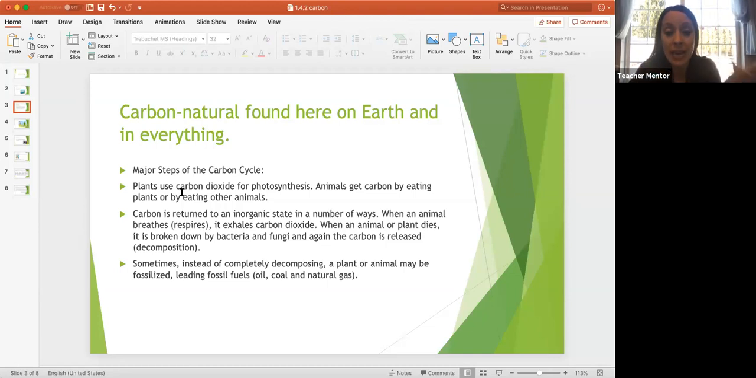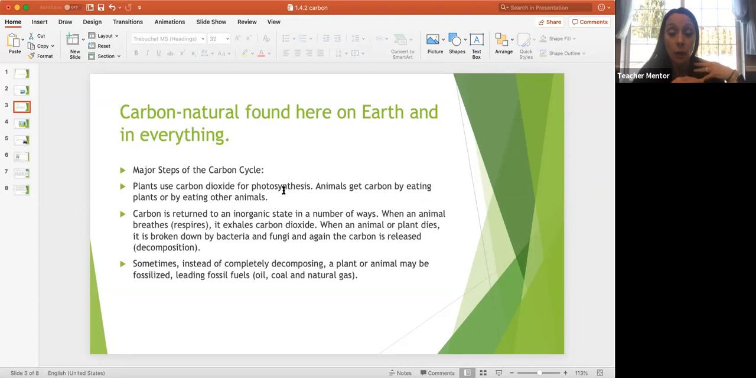Animals get carbon by eating plants or by eating other animals. We're ingesting or consuming that carbon. Again, thinking about photosynthesis, this is the primary food source, the foundation of all of our food energy cycles, those producers. Those producers are taking up that carbon through their pores and using it to produce food. Thank goodness.